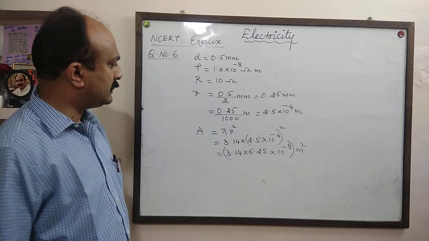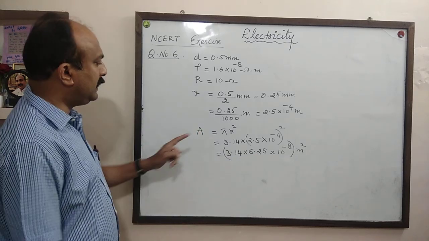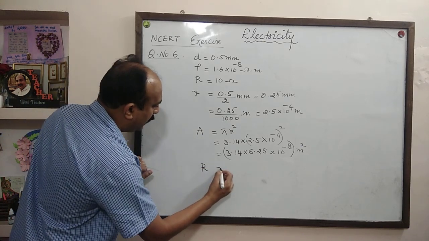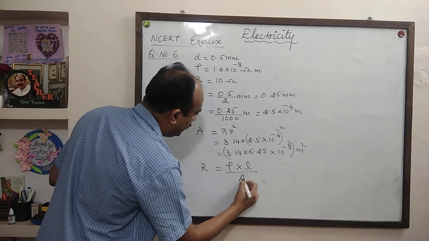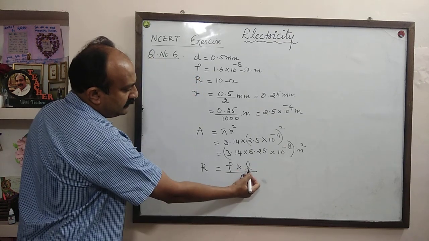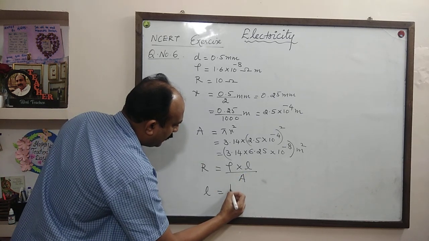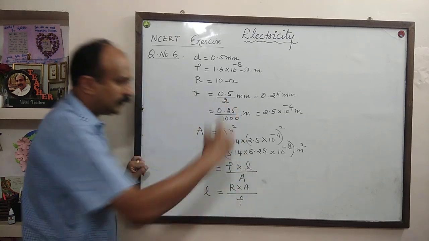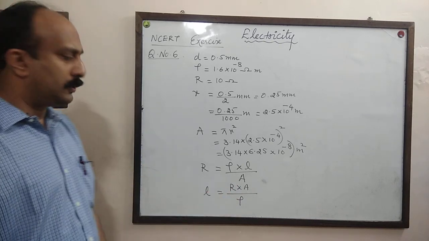I am not doing this calculation. Let us do all the calculations together. So this is A. Now what is the formula? Our formula is R is equal to rho into L upon A, and we are asked to find this L. So L is equal to R into A upon rho.